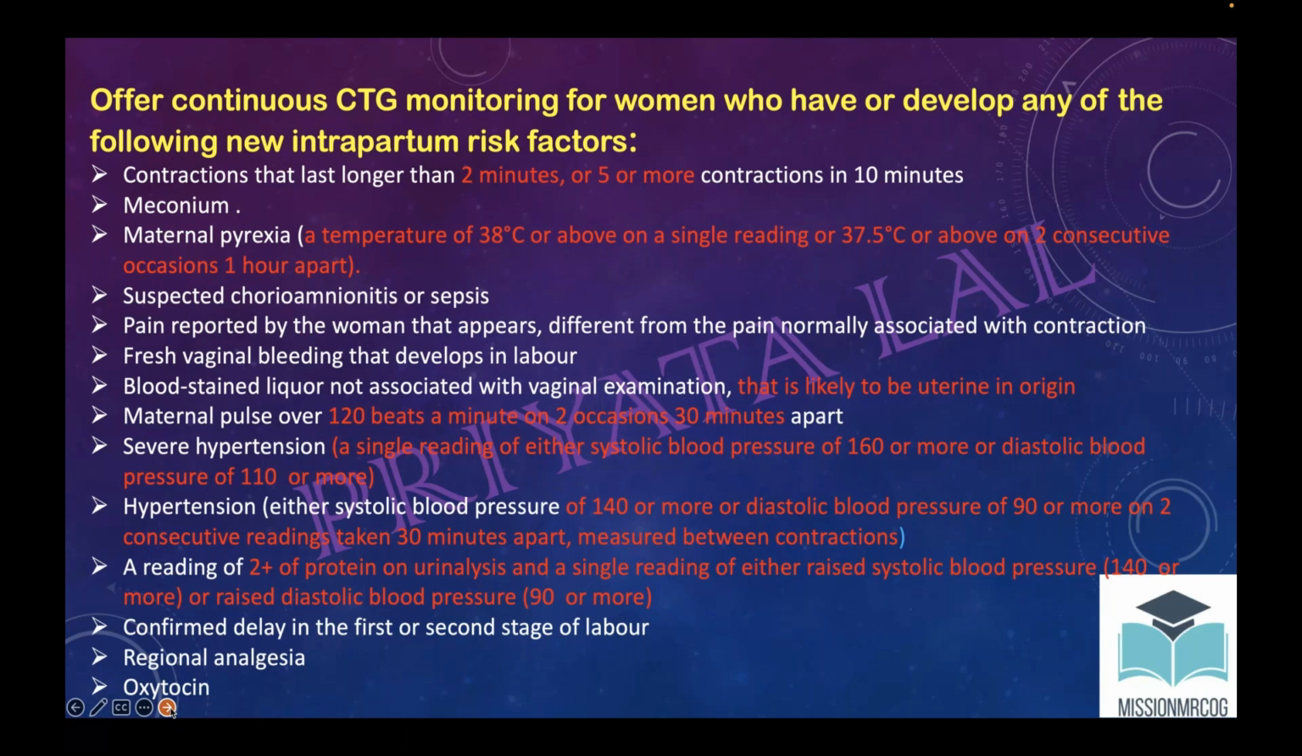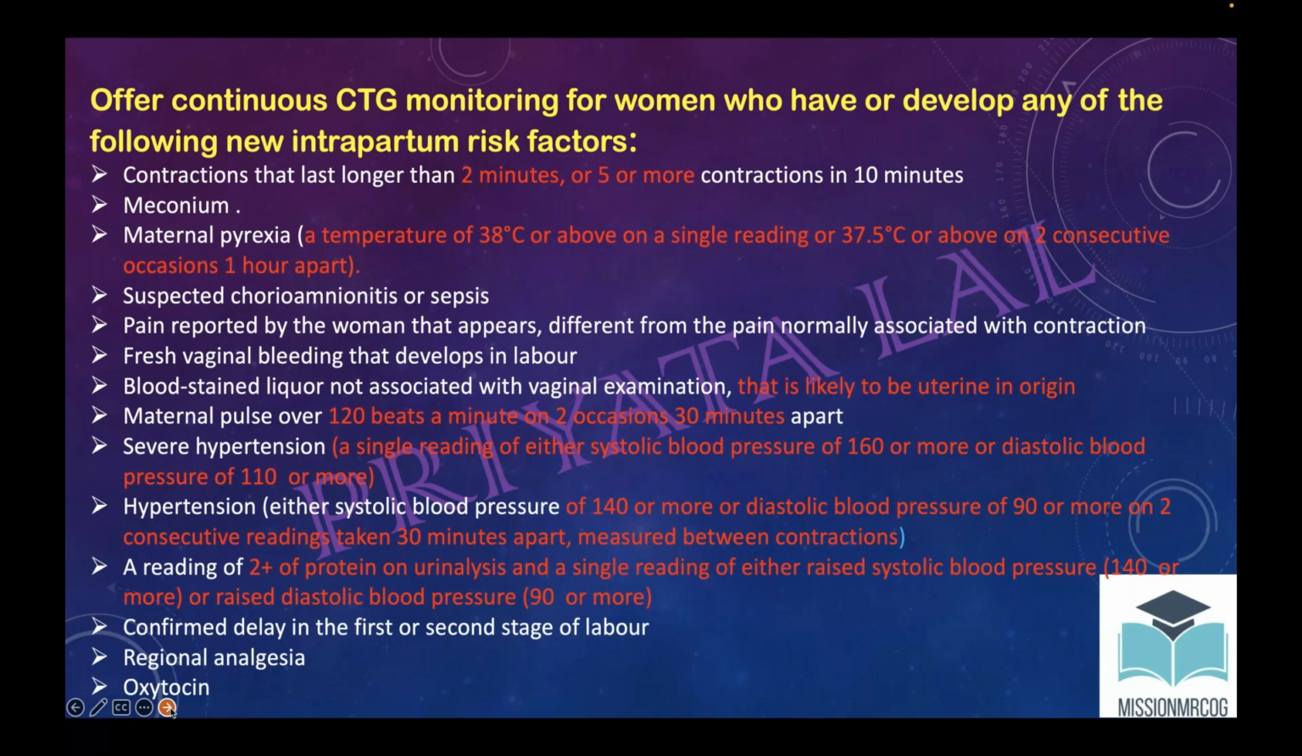Sepsis, chorioamnionitis. If the pain is different from the contraction, we already know, and the patient is in labor, what could it be? It could be either abruption, and if there is a previous scar on the uterus, it could be some trouble with the scar. Okay, so pain different from the pain of contraction. If any fresh bleeding develops in the labor, that means some problem is there. If the blood-stained liquor is not associated with vaginal examination, it is more likely to be of uterine origin.